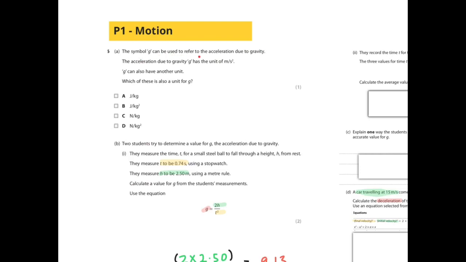The symbol g can be used to refer to the acceleration due to gravity. The acceleration due to gravity g has a unit of meters per second squared. G can also have another unit. Which of these is also a unit for g?